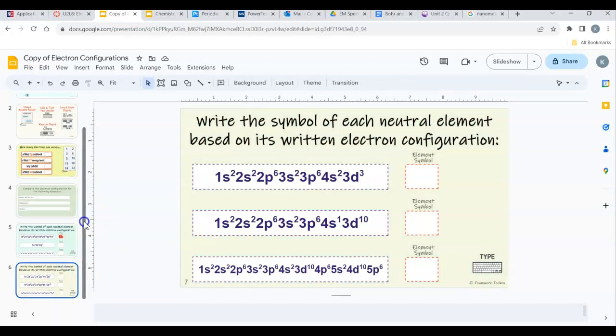And then same thing for this, you are literally just trying to identify the element here. So you're adding them up, or you're using the final position on the table to find the element. Okay, remember if you add the superscripts, it gives you the atomic number, or you should know how to find the position with the electron configuration.